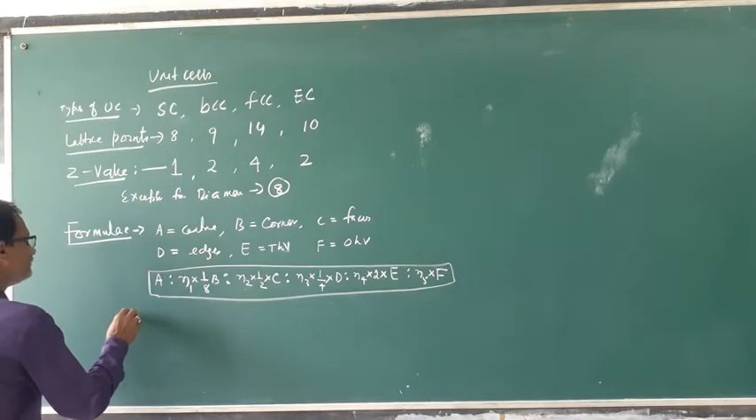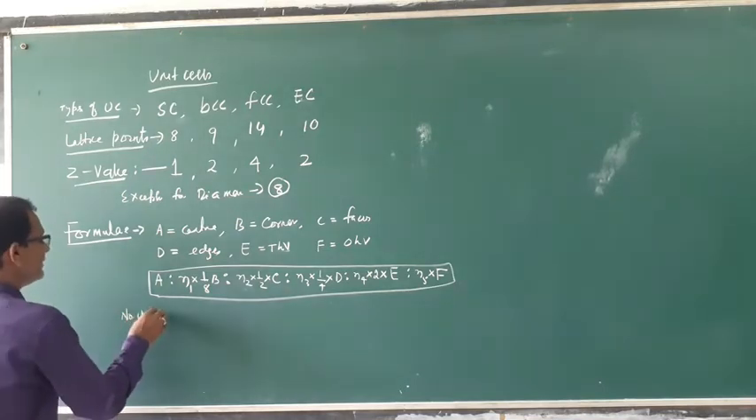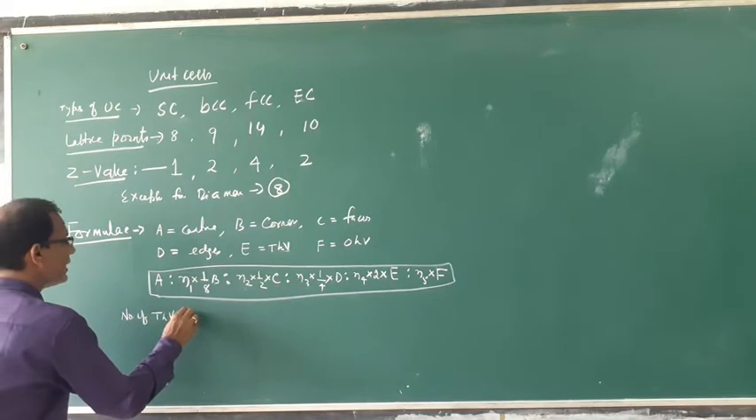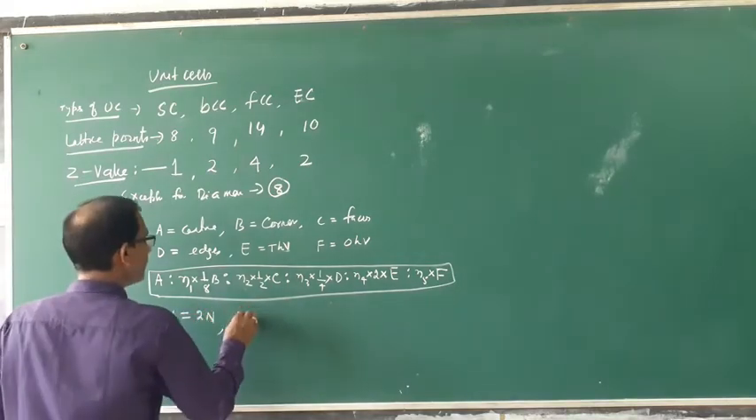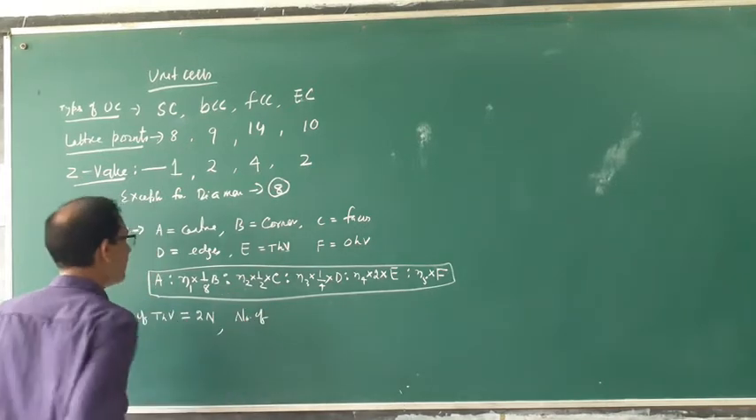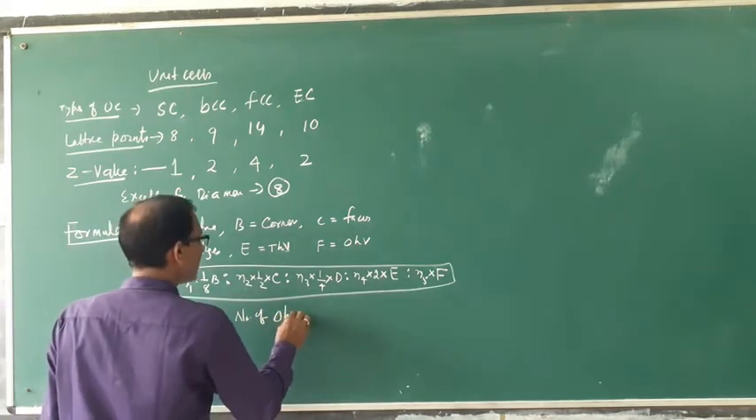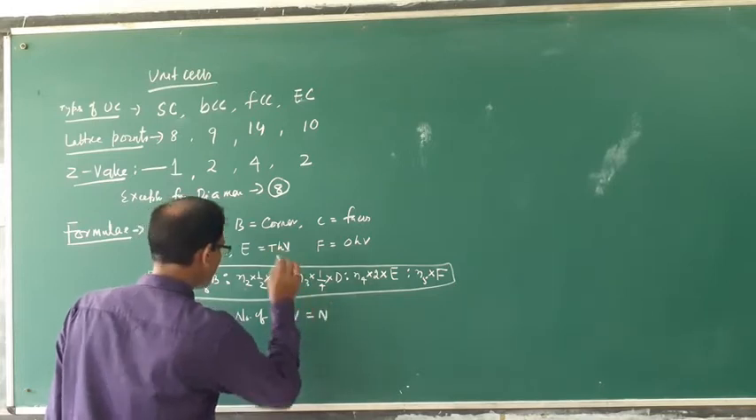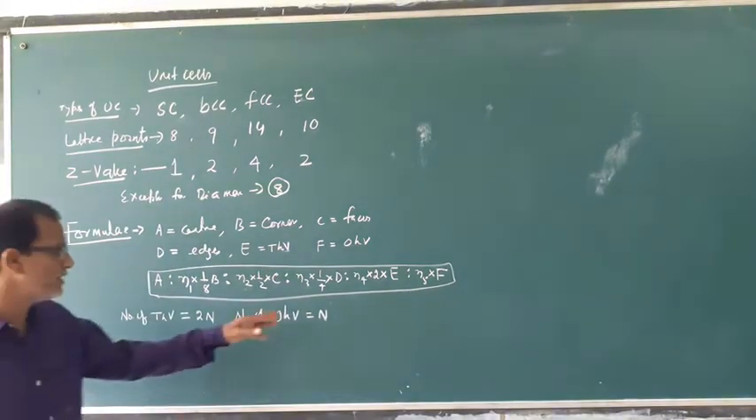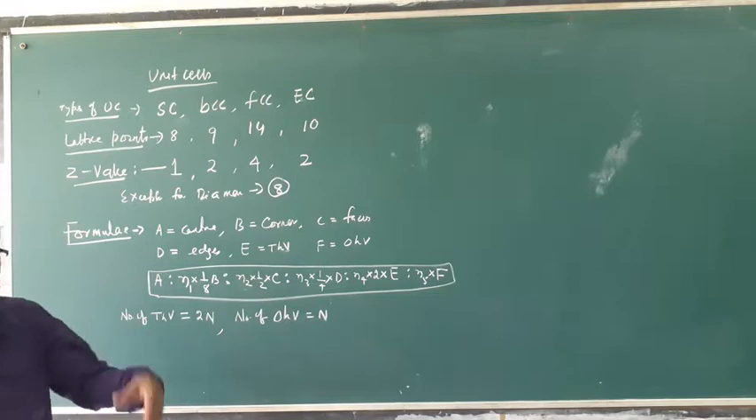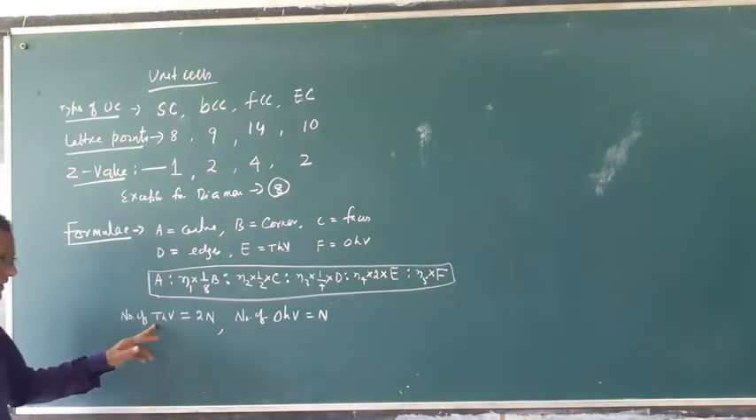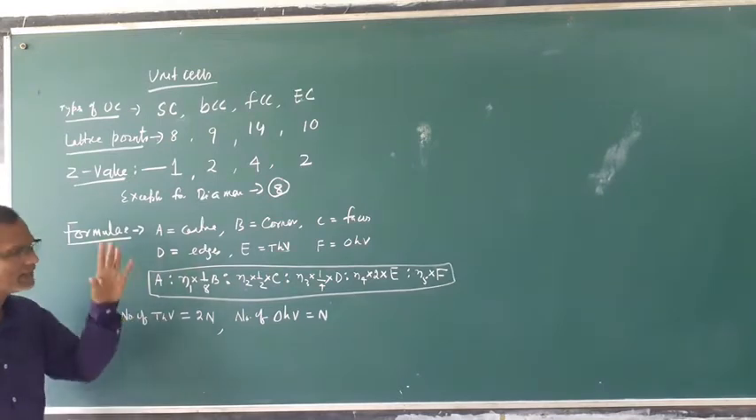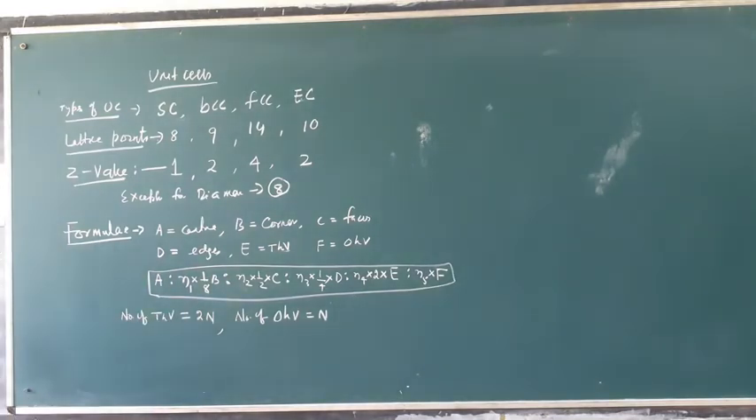Then there is an important formula. Number of tetrahedral voids is equal to 2n. Number of octahedral voids is equal to n. That is very important. If the number of spheres is known, then the number of octahedral voids formed is n, the same. How many tetrahedral voids will form? Twice. That is a very important relation.